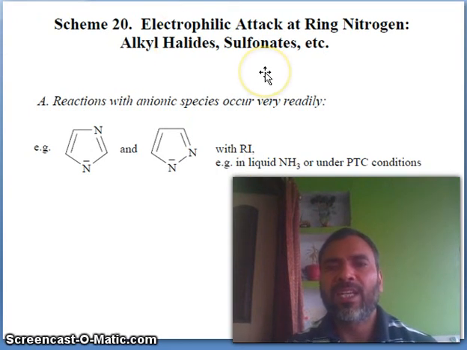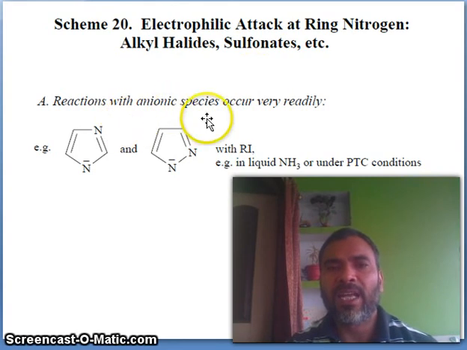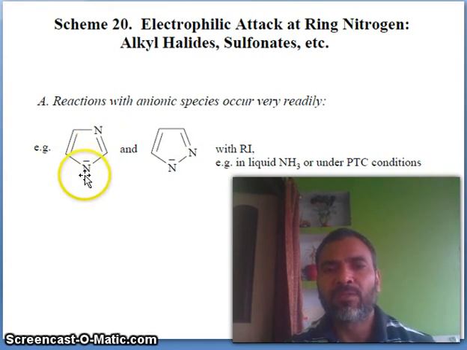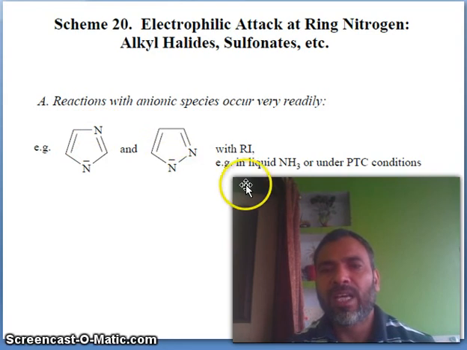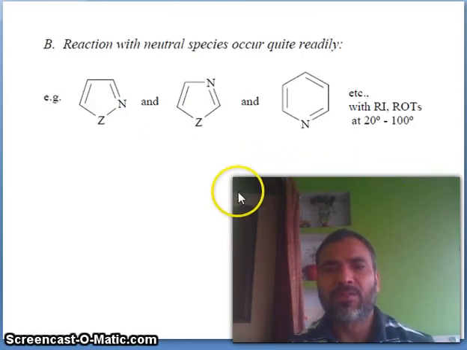So, electrophilic attack at ring nitrogen: alkyl halides or sulfonates. Reactions with anionic species occur very rarely. It is an anionic species, and this is an anionic species. So there is a difference in the positions. Here 1, 2, 3 positions, and here 1, 2 positions. With RI, for example in liquid ammonia, undergo under PTC conditions.